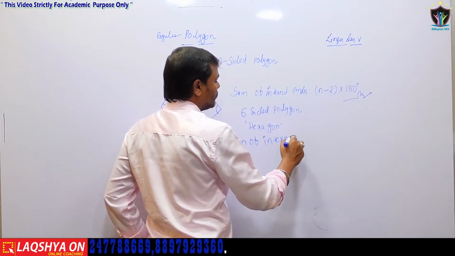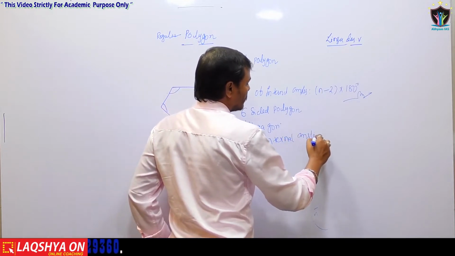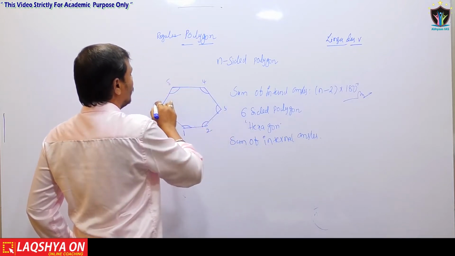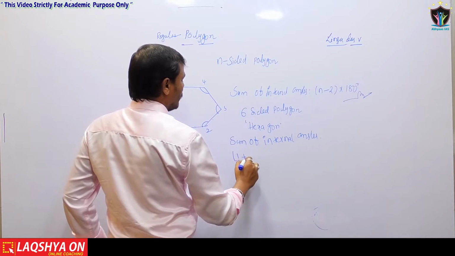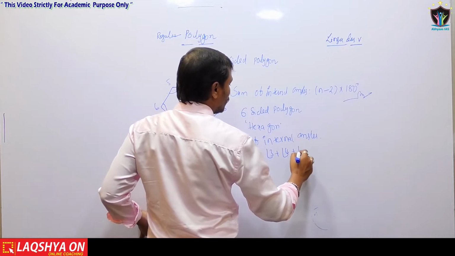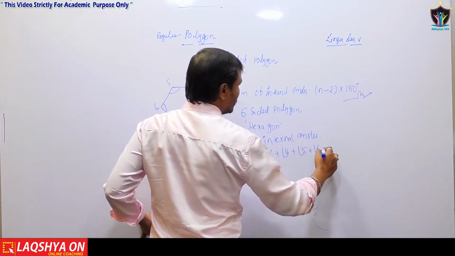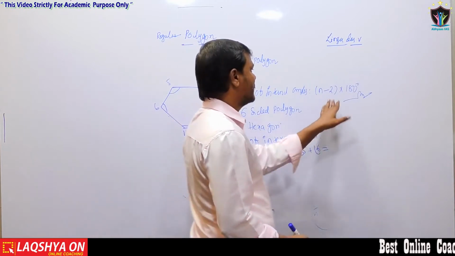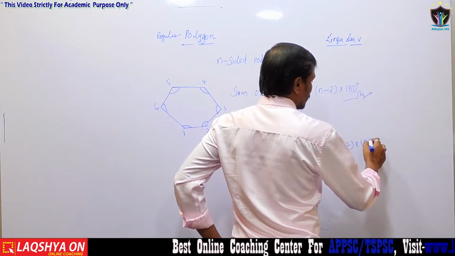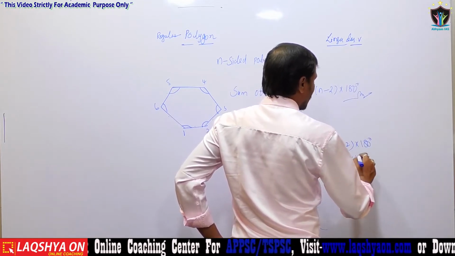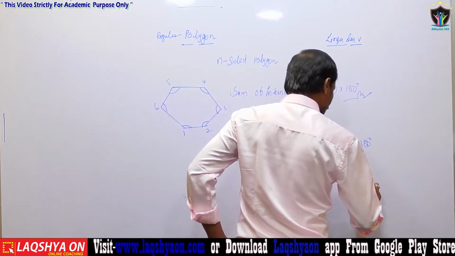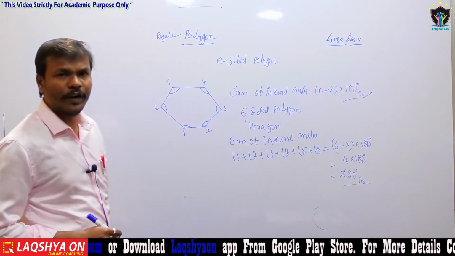is angle 1, angle 2, angle 3, angle 4, angle 5, angle 6, which is equal to 6 minus 2 into 180. 6 minus 2 means 4 into 180, that is 720 degrees. So the sum of internal angles is 720 degrees.